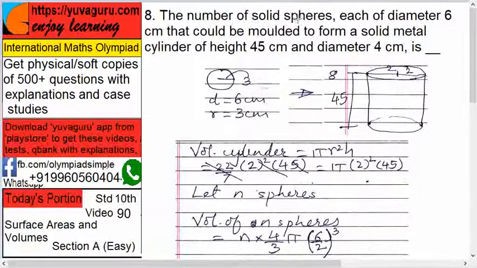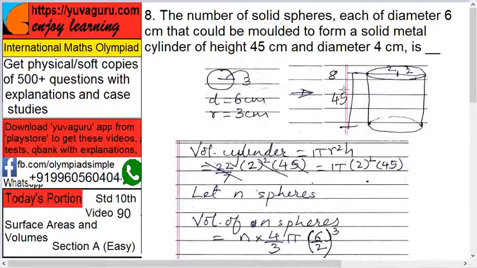Next, the number of solid spheres, each of diameter 6 centimeter, that would be molded to form a solid metal cylinder of height 45 centimeter and diameter 4 centimeter is, means what? There are spheres, this is a sphere, and we take some 4, 5, 6, 7 spheres, we boil them, then the metal is converted into a cylinder. See here, both are solid. Solid means full from inside also, right? So we have to just mold this metal into this.